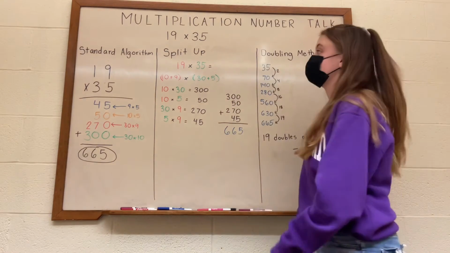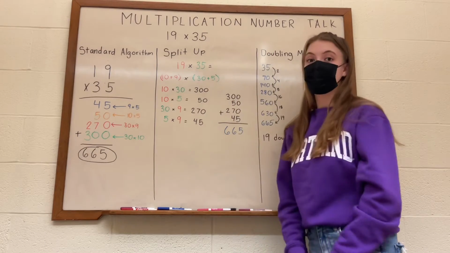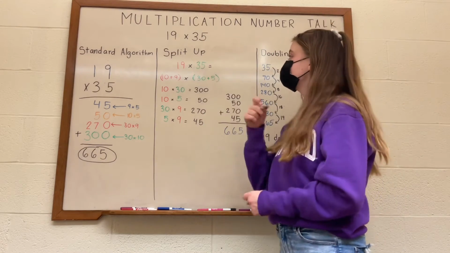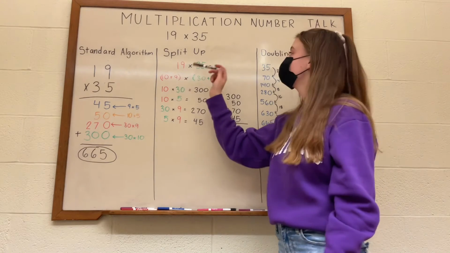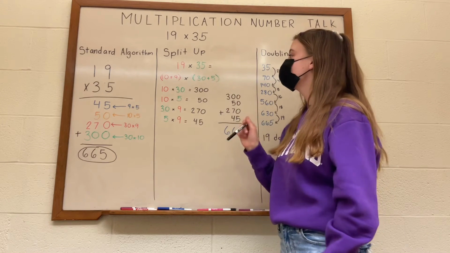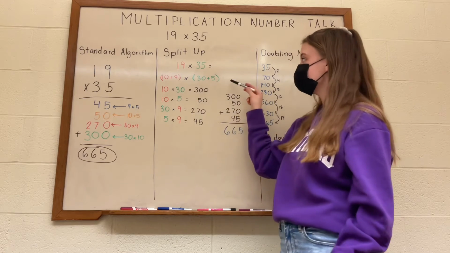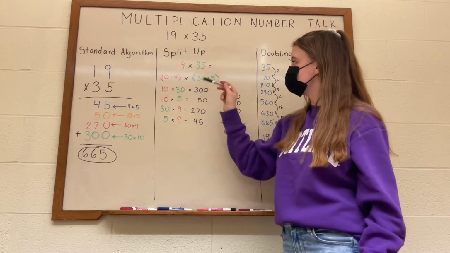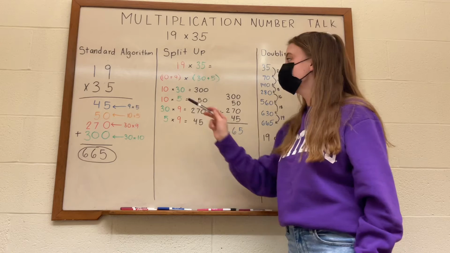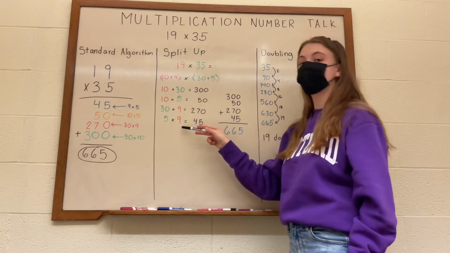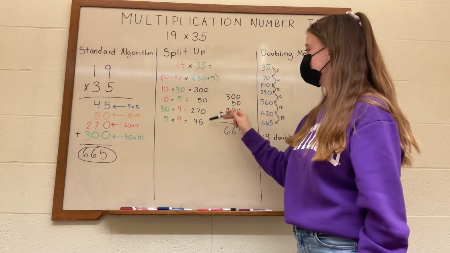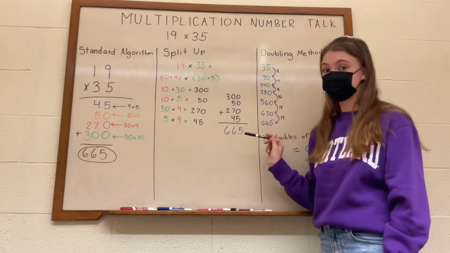Similarly to that is doing a split up method, where essentially 19 equals 10 plus 9, and then 35 equals 30 plus 5, and then you'll do the same thing as the standard algorithm, where you just multiply each piece together. So here's 10 times 30, 10 times 5, 30 times 9, and 5 times 9, and then you just add up all of these numbers to get 665.